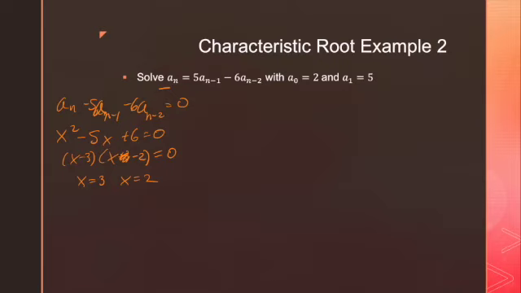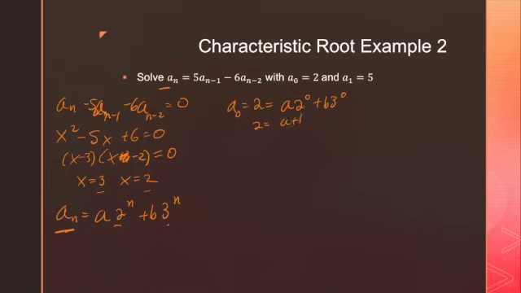So I can rewrite my roots into my equation. A sub n equals a times 2 to the n plus b times 3 to the n. I want to make sure I write this equation in this form, but now I need to plug in n equals 0 and n equals 1 in order to find a system of two equations. So if n equals 0, I have 2 equals a times 2 to the 0 plus b times 3 to the 0, so 2 equals a plus b.